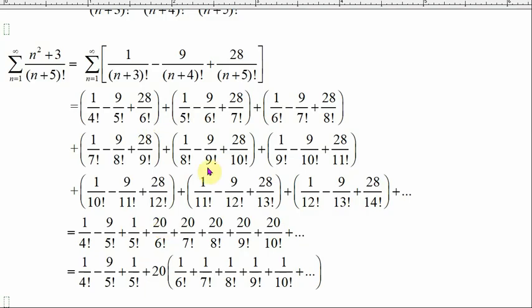And now look at all the terms with 7 factorial in the denominator. So it's this one, and this one. So it's going to be the same thing again, 28 minus 9 plus 1, which is 20 over 7 factorial. And then the rest of it is going to be 20 over 8 factorial, 20 over 9 factorial, 20 over 10 factorial, and so on.